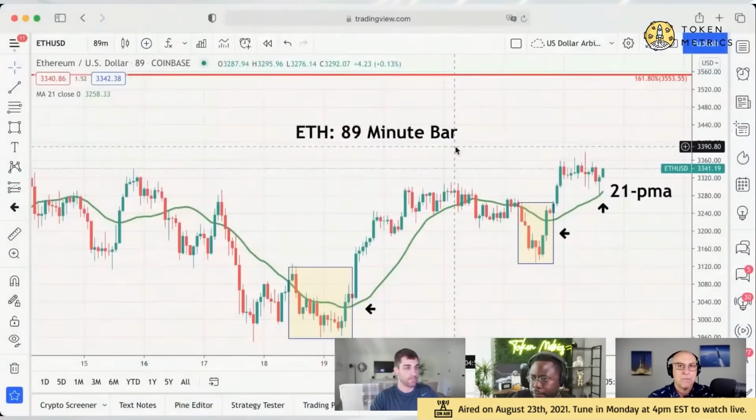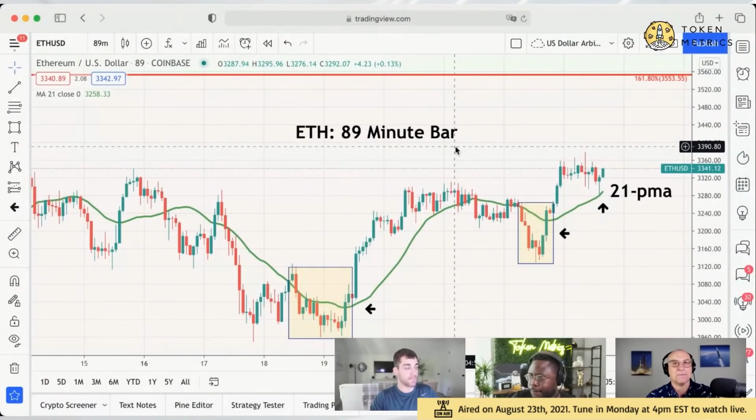Let's go to a flashing news break. If you can see my screen, can you see my TradingView ETH screen? My ETH chart? Yep. Okay.